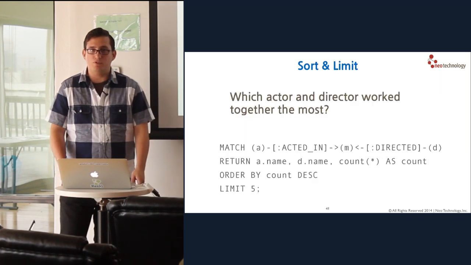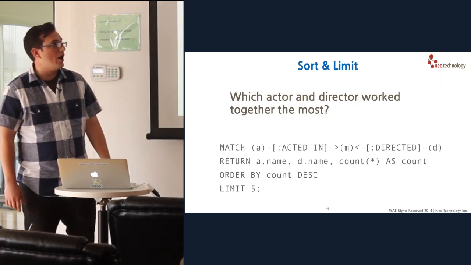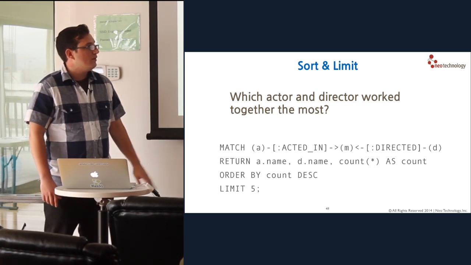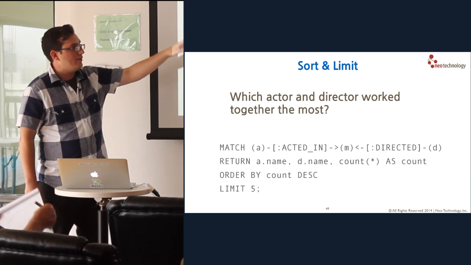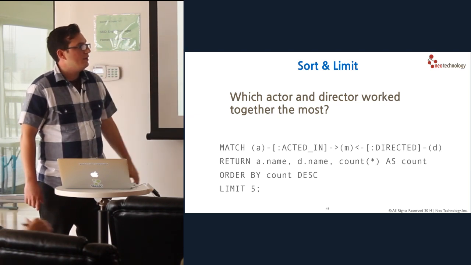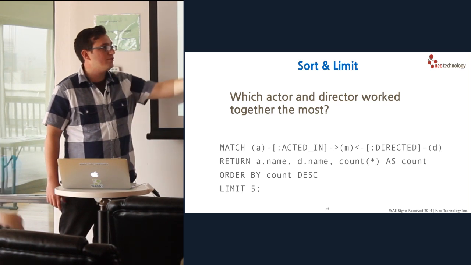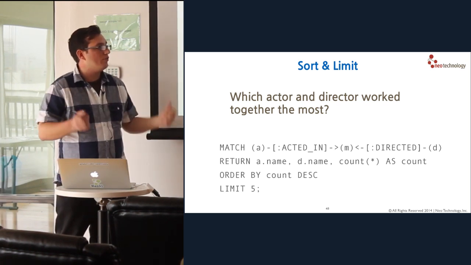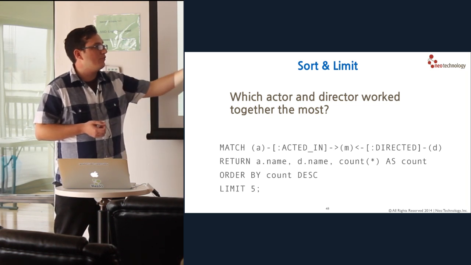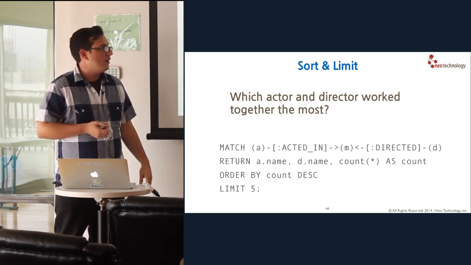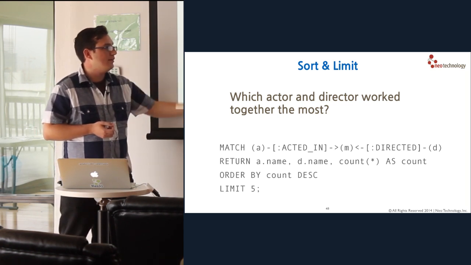So an example of using aggregates in Cypher looks like this. We're answering the question, which actor and director work together the most? So here, I'll break down this query. We have match A acted in M, D directed M, and then returning back the name of the actor, the name of the director, and then we're counting on all results to get the count. So it groups these together, so it counts the duplicates A and D with the proper name, and then it orders by that count, descending, and then limit by 5.